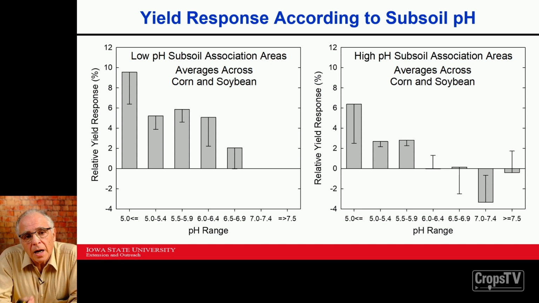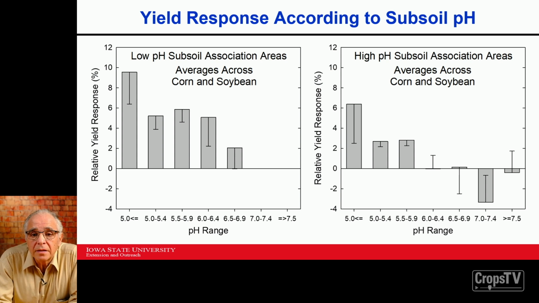If you look at it now, I put corn and soybean together, okay. If you look at the graph on the left with acidic subsoil, there is a response up to the pH range of 6.5 to 6.9, although it might not be statistically significant. And we didn't have corn sites that had higher pH in the top, so we don't have data for 7 to 7.5.